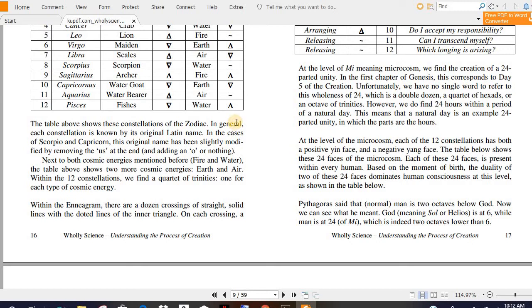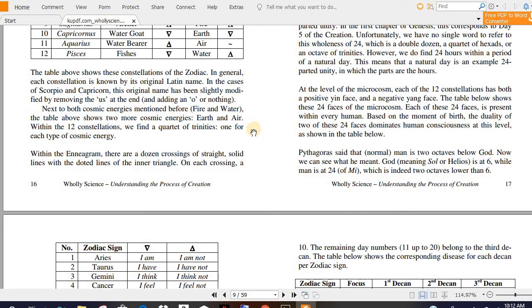At the level of the microcosm, each of the 12 constellations has both a positive yin face and a negative yang face. The table below shows these 24 faces of the microcosm. Each of these 24 faces is present within every human. That's awesome. Each of the 24 faces is present within every human. Based on the moment of birth, the duality of two of these 24 faces dominates human consciousness at this level, as shown in the table below.